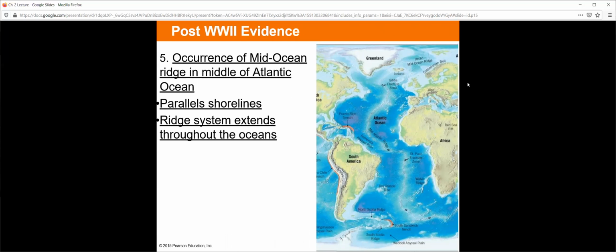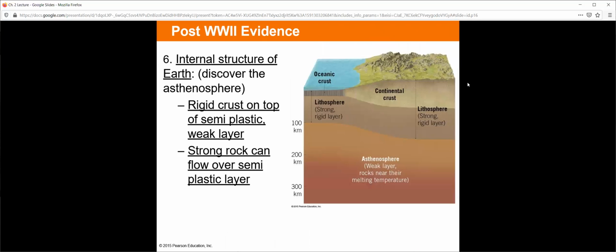Namely, aside from that parallel shoreline that we talked about before, there seemed to be some sort of ridge system that extended through the ocean. Shown here is the Mid-Atlantic Ridge System. This ridge system is the result of the asthenosphere. It was the result of the asthenosphere pushing that rigid crust, separating it out, right? Rigid crust on top of a semi-plastic layer. Strong rock can flow over a semi-plastic layer, as I said previously.